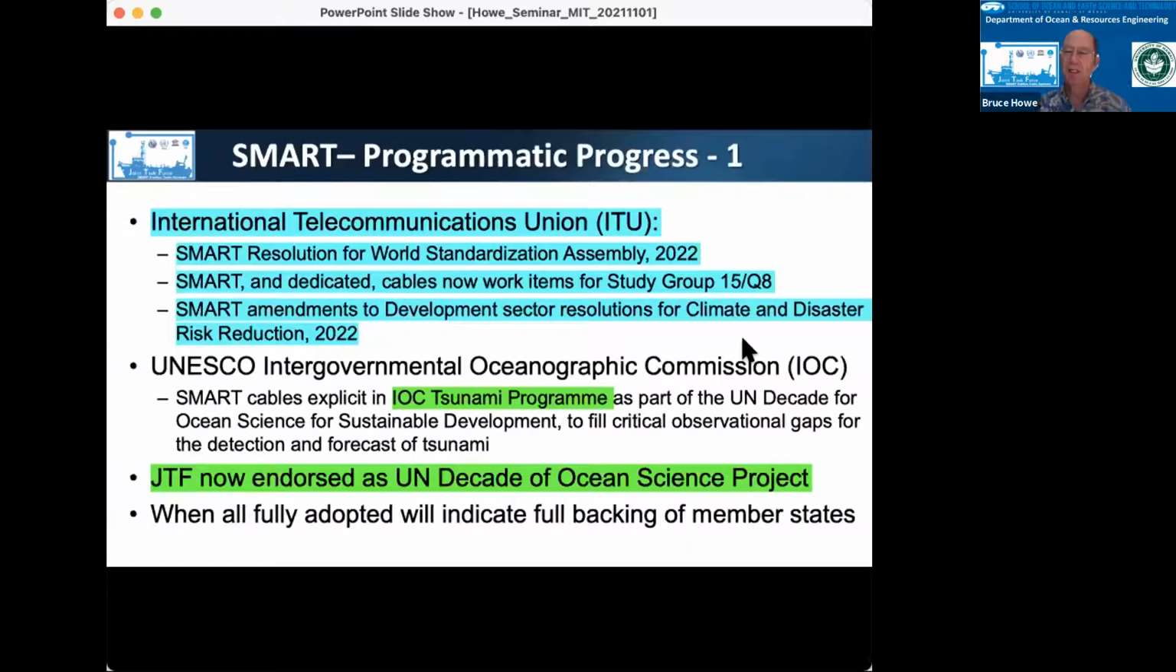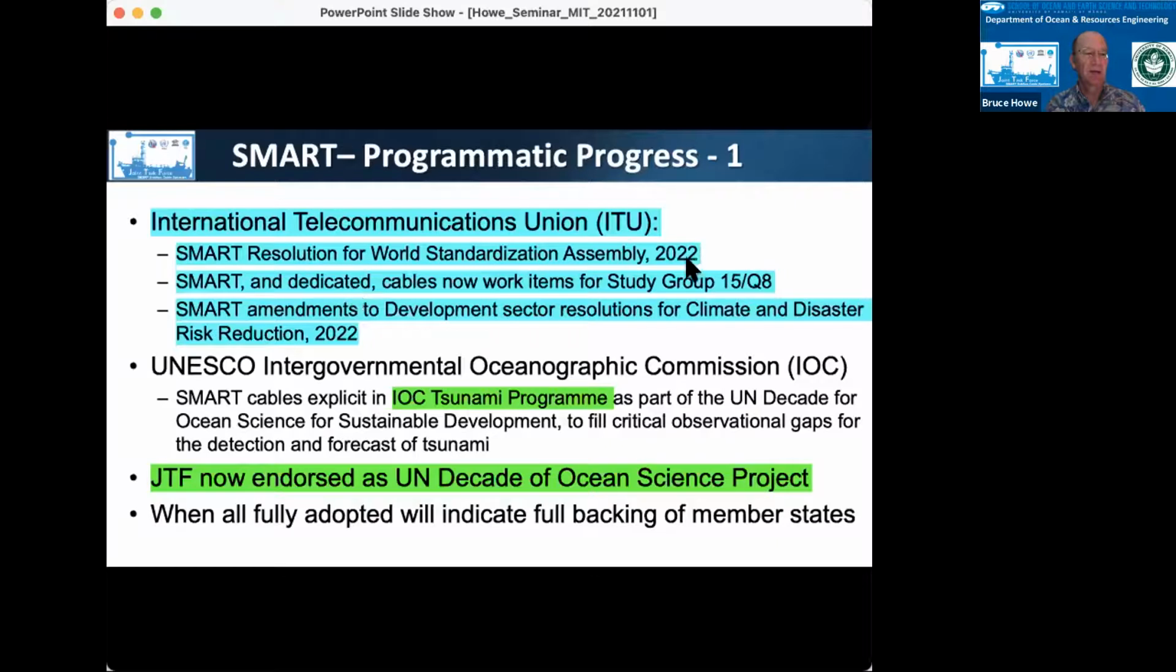So we're following several strategic paths here, trying to implement the SMART concept. One of our sponsors, ITU, has been very helpful, and especially Portugal in pushing forward a SMART cable resolution that will be presented to the World Standardization Assembly. So this is all member state activities. These are UN organizations, so these are being approved by member states.